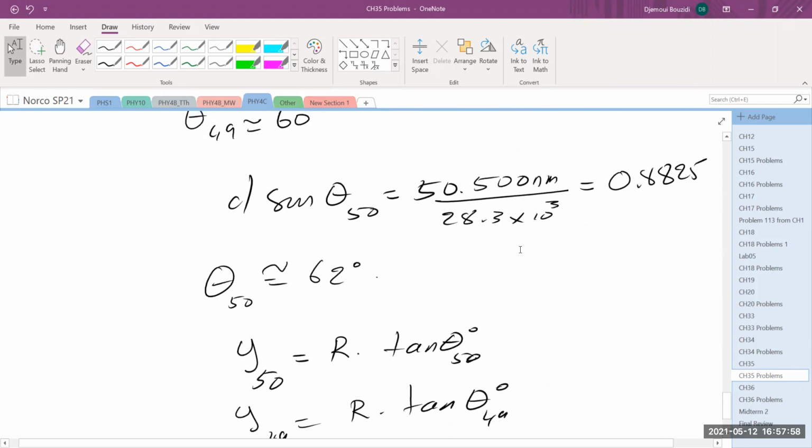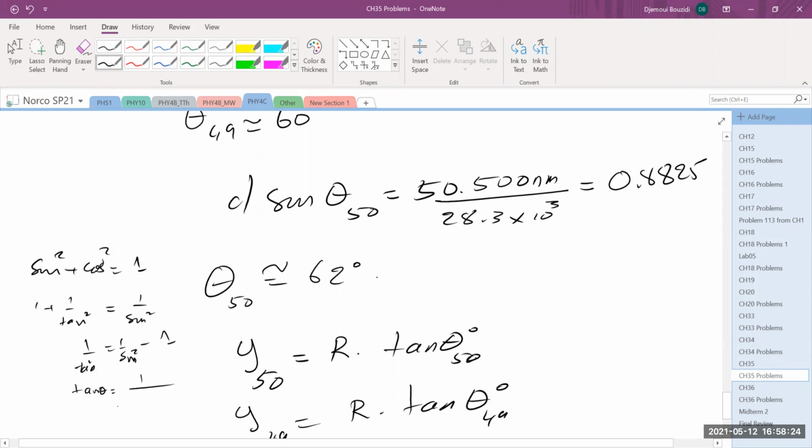Okay, there are two ways of doing this one. Remember, sine squared plus cosine squared is equal to 1. So all I have to do is just divide by sine squared in here. So this will give me 1 over sine squared is equal to 1 plus 1 over tan squared. And in here, I can solve for 1 over tan squared is equal to 1 over sine squared minus 1. Invert this entire expression, gives me tangent of theta is equal to 1 over the square root of 1 over sine squared minus 1.